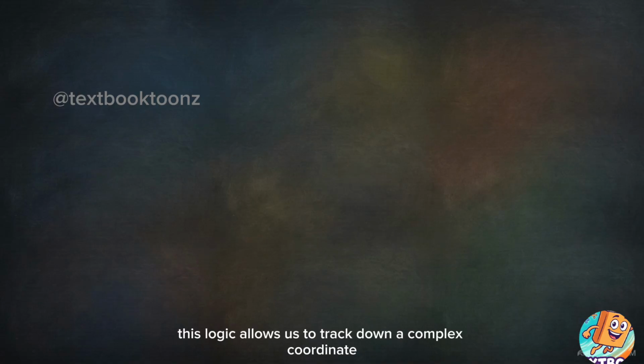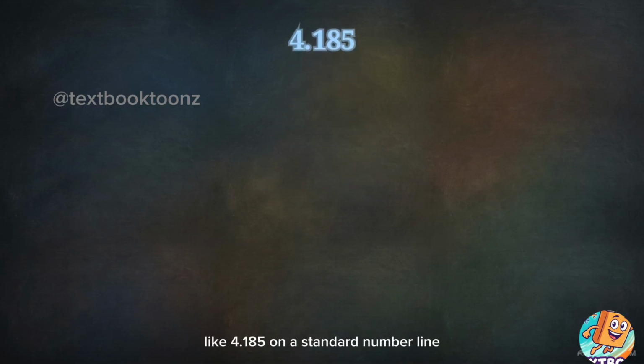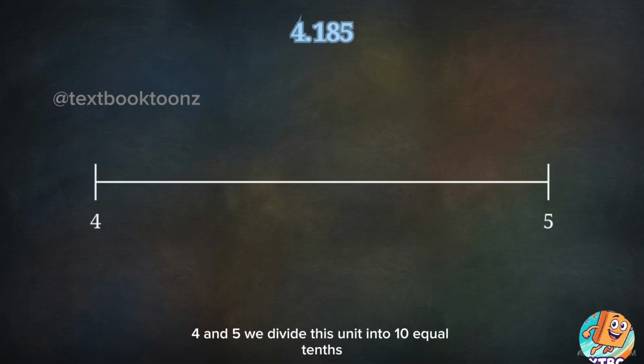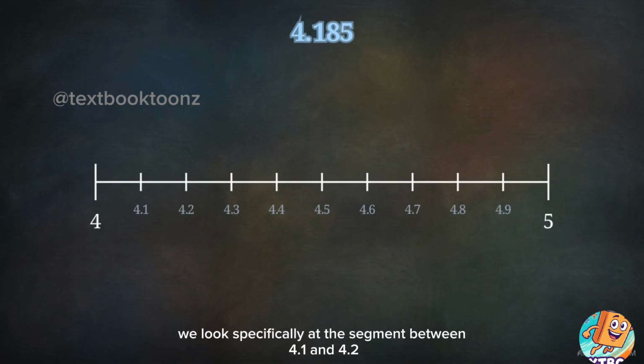Methodical. This logic allows us to track down a complex coordinate like 4.185 on a standard number line. We start with the broad scale between the whole numbers 4 and 5. We divide this unit into 10 equal tenths. Since our target contains 1/10, we look specifically at the segment between 4.1 and 4.2.